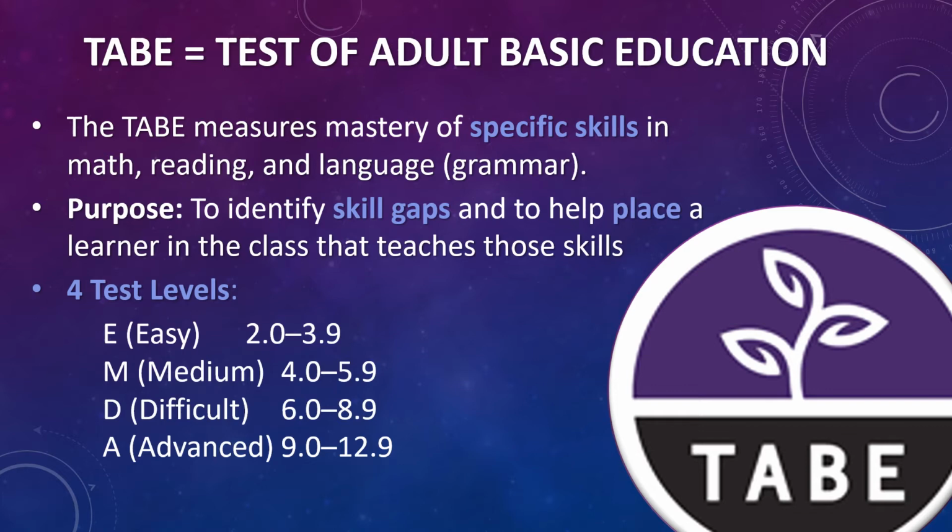There are 4 different levels to the test: easy, medium, difficult, and advanced. So you may hear your instructor talk about you're scoring a particular score in a D level or an M level test, and so that's what they're talking about.